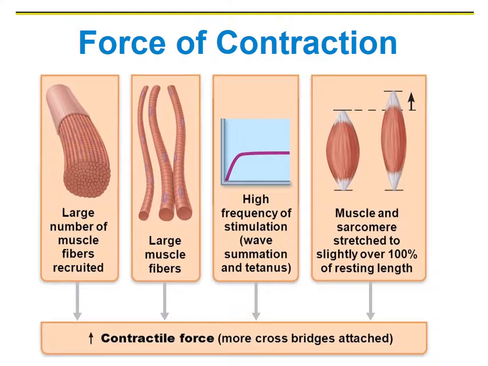Muscle cell size is a factor. The bigger the cell, the more myofibrils it has, and the bigger the force of contraction, the more cross bridges. Frequency of stimulation. This is related to summation, and we'll come back to this in a little bit, but for now, the faster you send action potentials to a muscle, the bigger the contraction force becomes. Lastly, if you stretch a muscle, first, it responds by pulling harder on the next stimulus.